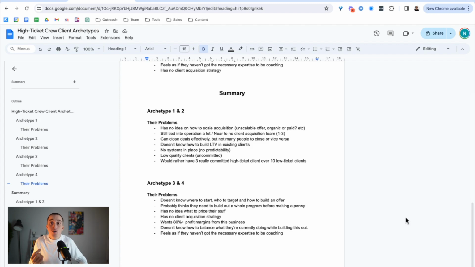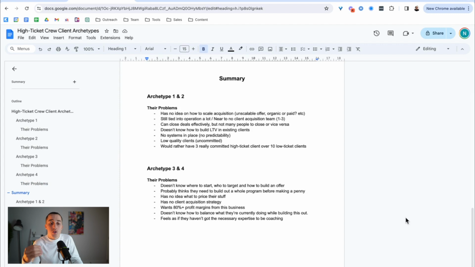You might be a solopreneur doing the client acquisition, taking the sales calls, and doing the service delivery as well, which you shouldn't be at a point if you're making 20k per month or even 5 or 10k per month. You can close deals effectively, but not many people to close. This applies to those who have a high ticket offer.